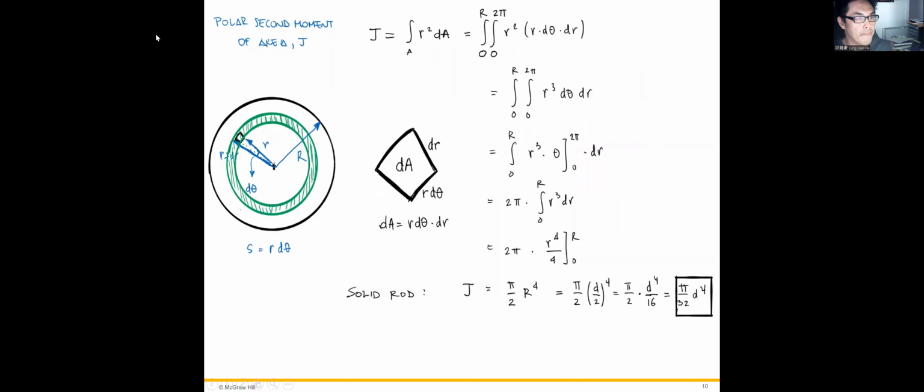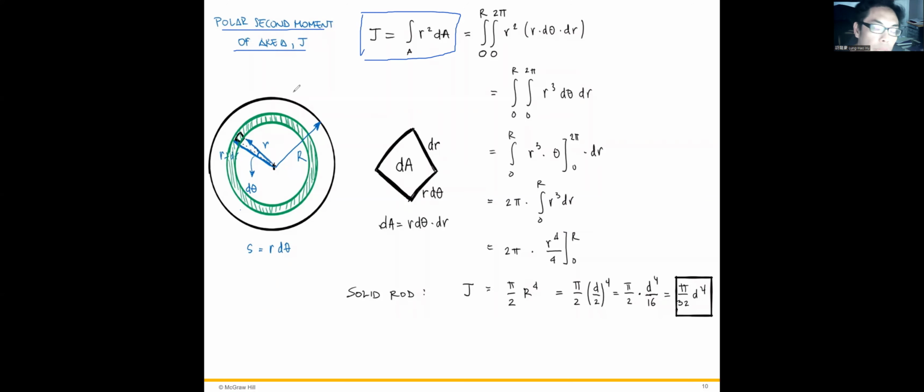Okay, so let's review the second polar moment of area. I think just take a review of it. If you're already familiar with it, just skip it. So we define the polar moment, the second moment of inertia. This is our definition.